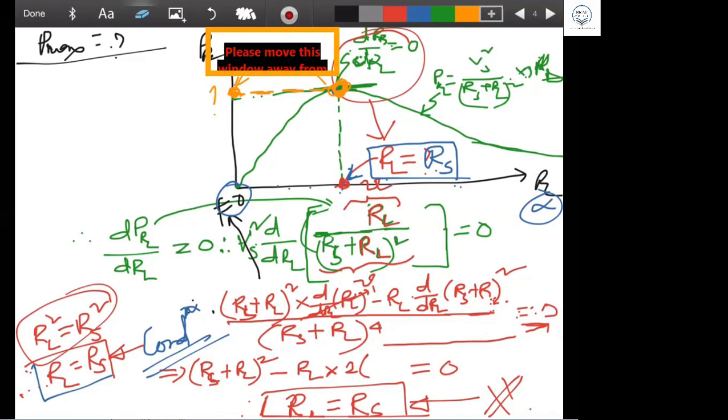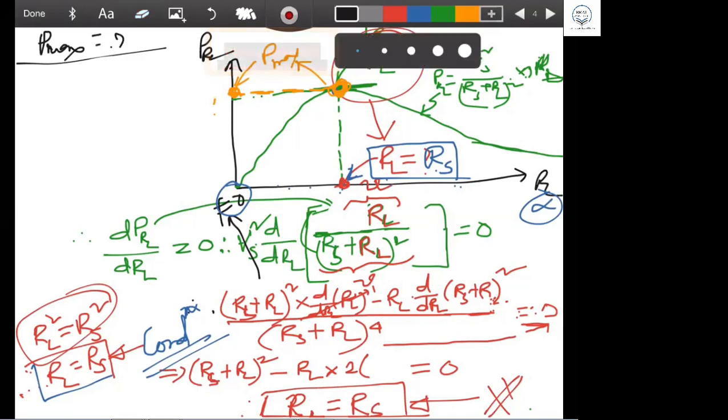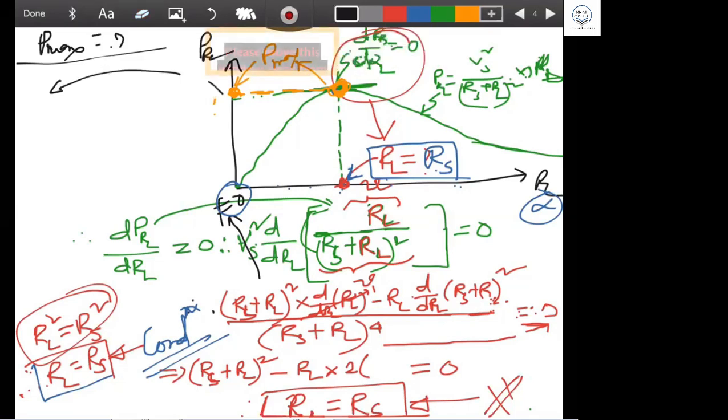Now, what will be that maximum power? This is our question here. Can any one of you tell me what will be the maximum power? How do you do it?